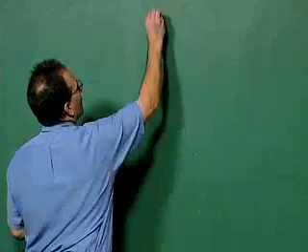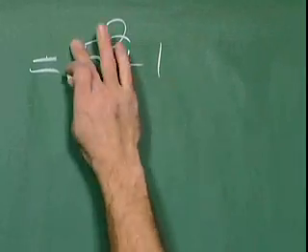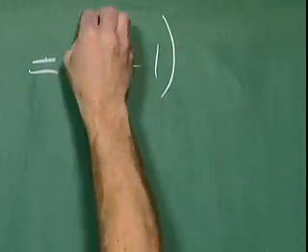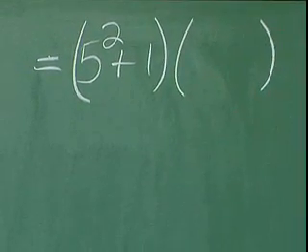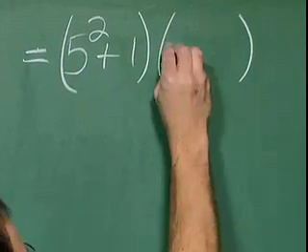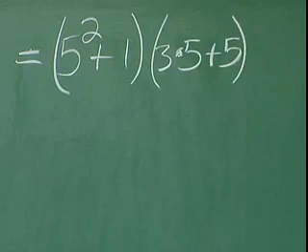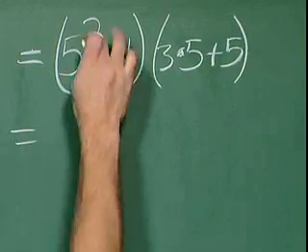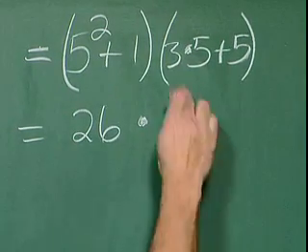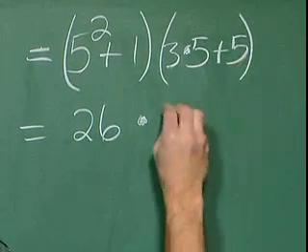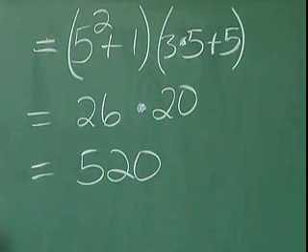So for f of 5, we would have 5 squared plus 1. I'm going to put that in parentheses to show that we're going to multiply that times all of g of 5. And g of 5 would be 3 times 5 plus 5. So we get 5 squared is 25 plus 1 is 26. We're going to multiply that times 3 times 5 for 15 plus 5 for 20. And that gives us an answer of 520.